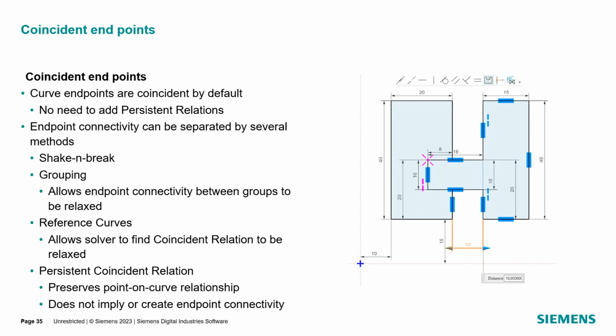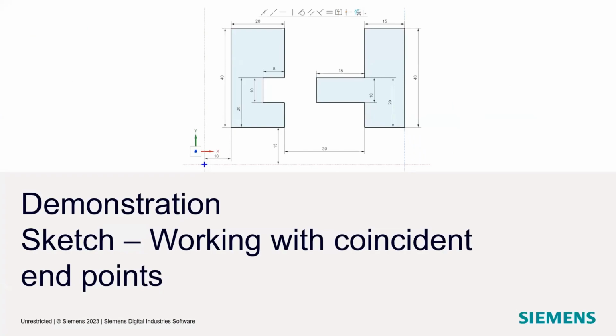There are a couple of tools or techniques to do that. One is if you grab onto the curve and shake the mouse back and forth, it will break that relationship. Another is you can group the sketches, so you can group segments of the sketch. If you're doing a layout of multiple components, you can create these groups inside the sketcher. Also, you can do reference curves. If you make some things reference, it will allow you to break that connectivity to that coincident point. So let's take a look at a couple of those.